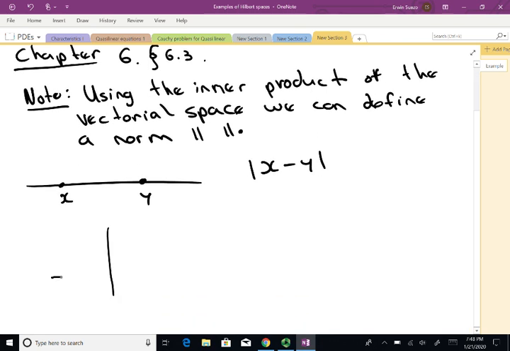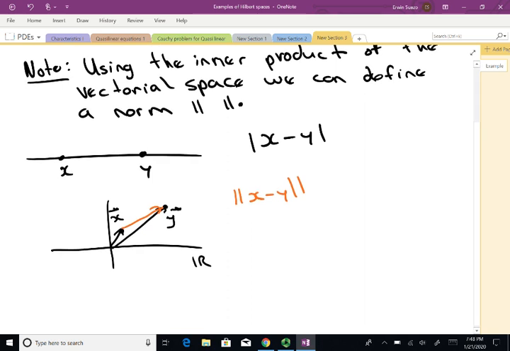If you are, for example, in R2, okay, you have two vectors. This is x and this is y. So you want to know the distance between these two guys. So the distance is the norm of x minus y. So that vector is x minus y, and then the norm is the distance between those two vectors. Okay, so that's the generalization. So let's define norm.